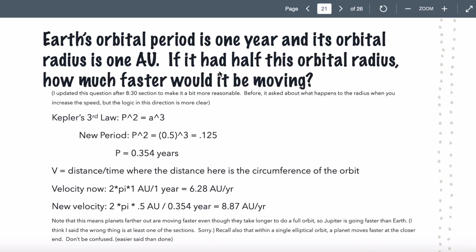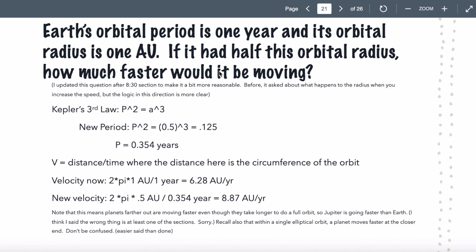Earth's orbital period is 1 year and its orbital radius is 1 AU. If it had half this orbital radius, how much faster would it be moving? Okay, here you would use Kepler's third law, p squared equals a cubed. Other important things to note with the answer to this question is that planets farther out are moving slower even though they take longer to do a full orbit.